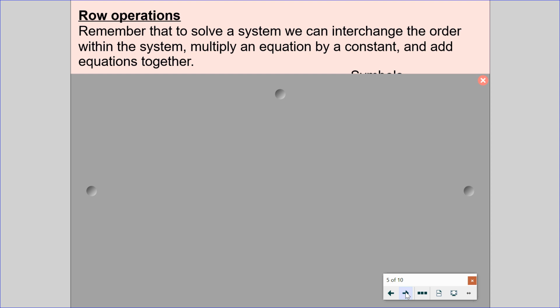In addition to working with these matrices, just like we can do with the equations, we can change them. We can add, subtract, multiply, and divide different things with each one of these rows. So we're going to do something called row operations. Remember that to solve a system of equations, we can interchange the order within the system. Think back to a 2 by 2: if you use elimination, you sometimes have to multiply one of the equations by a number. It's the exact same thing with matrices. We can multiply an equation by a constant and add the equations together.